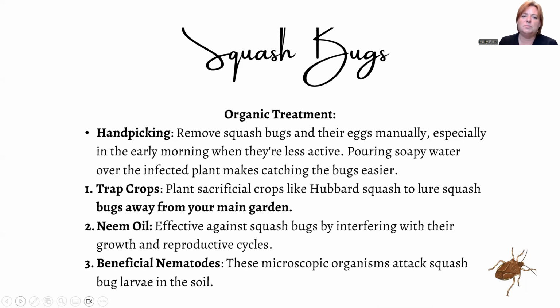It also flushes them up out of, say, the center of the plant or down by the soil where they may be hiding. And when you pour the soapy water in, they start coming out because they're trying to get to the air. And then you can knock them into a bucket of water or whatever so that you can catch them that way.